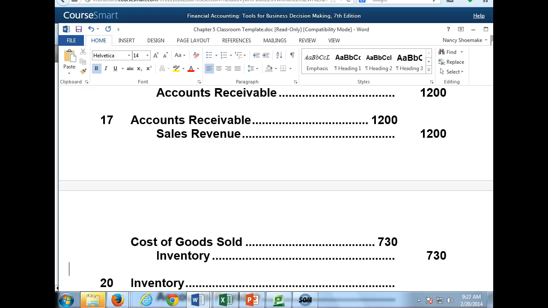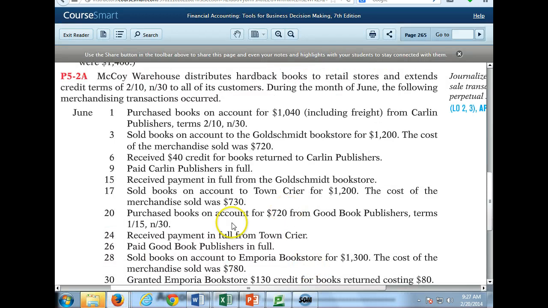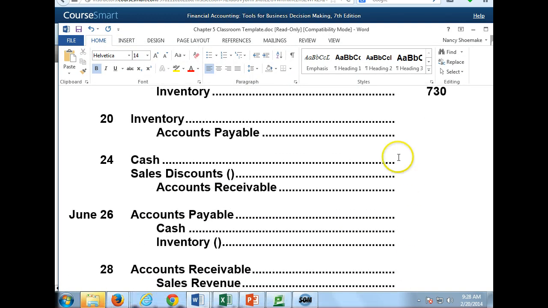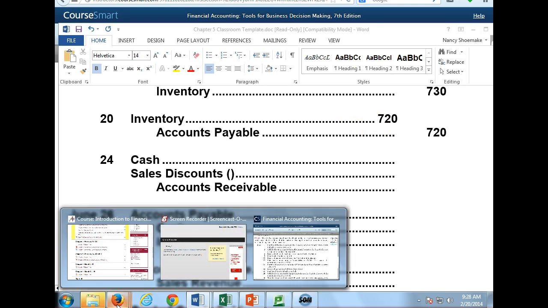Okay? Now as we move on, the 20th, Grant. Purchase books on account for $720 from Good Book Publishers, terms 1/15, net 30. So are we increasing our inventory or decreasing our inventory? Increasing. We're increasing it by how much? $720, and we owe them $720.